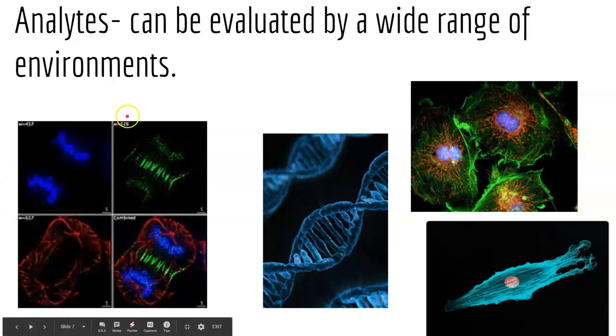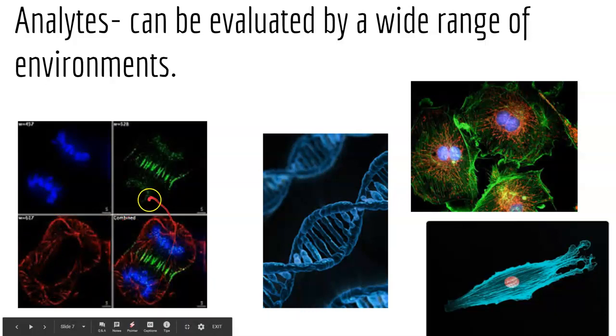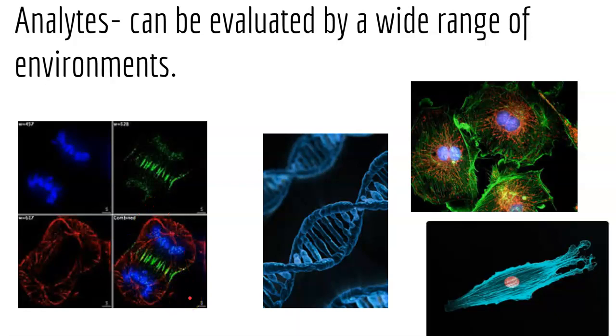Analytes can be evaluated in a wide range of environments. On the left-hand side here, you can see that we have a blue fluorescence, a green fluorescence, and a red fluorescence. And when we put those all together, you can tell that the blue is actually chromosomes, and the green here are the little threads that hold those chromosomes together during meiosis, and the red is the outside part of the cell. When you put it all together, you can get a picture here of what the chromosomes and the spindle fibers in the cells look like during mitosis.